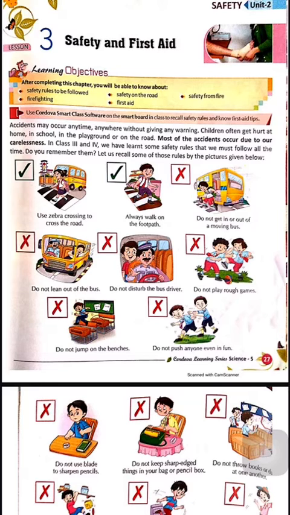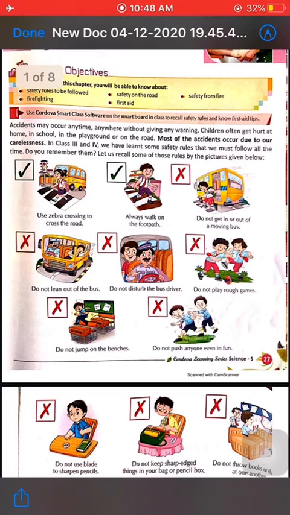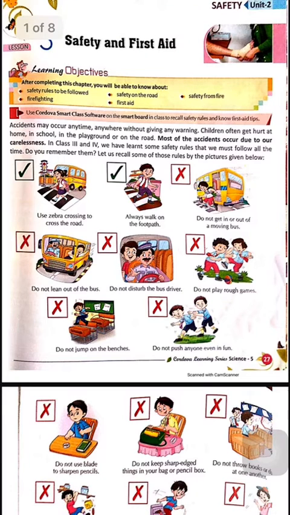So the first point to keep in mind is why accidents occur, and the answer is that they occur due to our carelessness. From here we also learn one thing, that we should be very careful while doing any work. We have to be very careful doing any of the work.